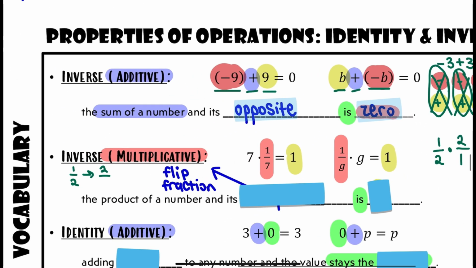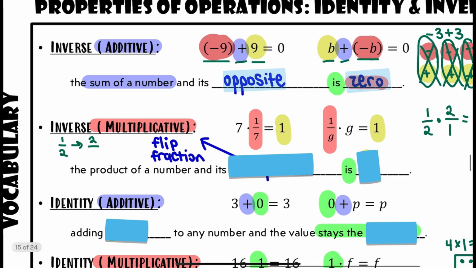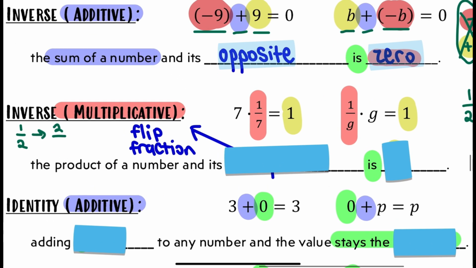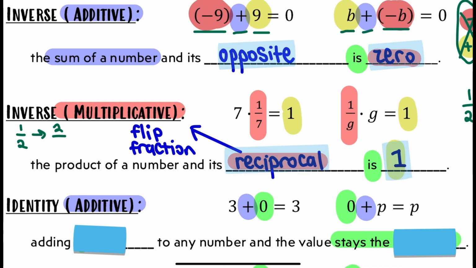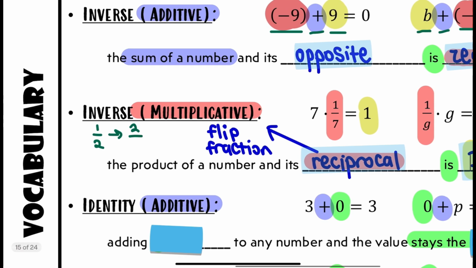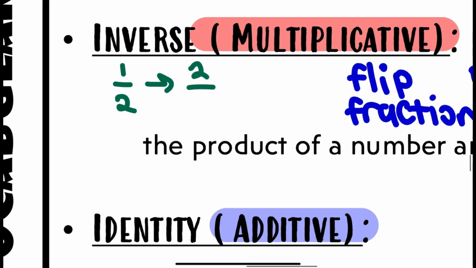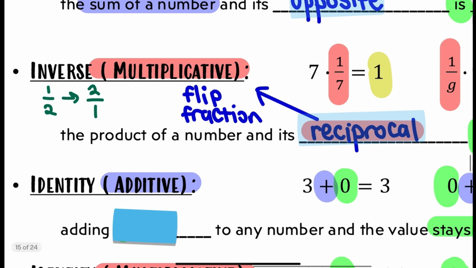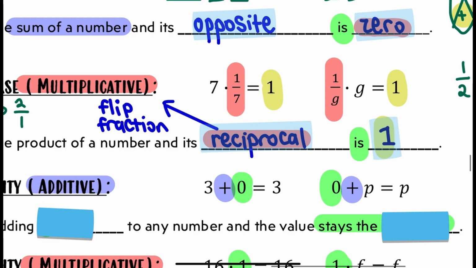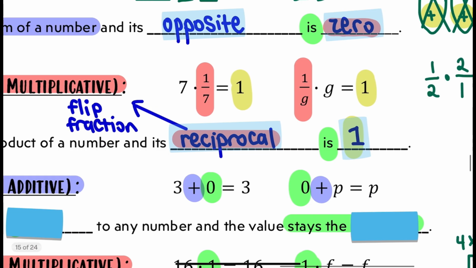The multiplicative inverse property states that the product of a number and its reciprocal is 1. Remember that reciprocal means that we flip a fraction. For example, 1/2 and 2/1 are reciprocals of one another. The examples we have here are 7 times 1/7 equals 1, and 1/g times g equals 1.